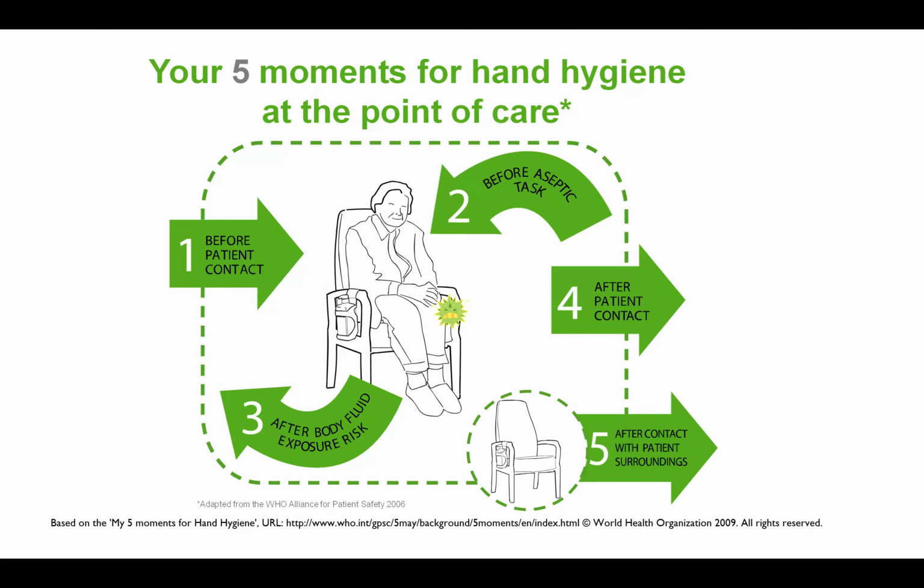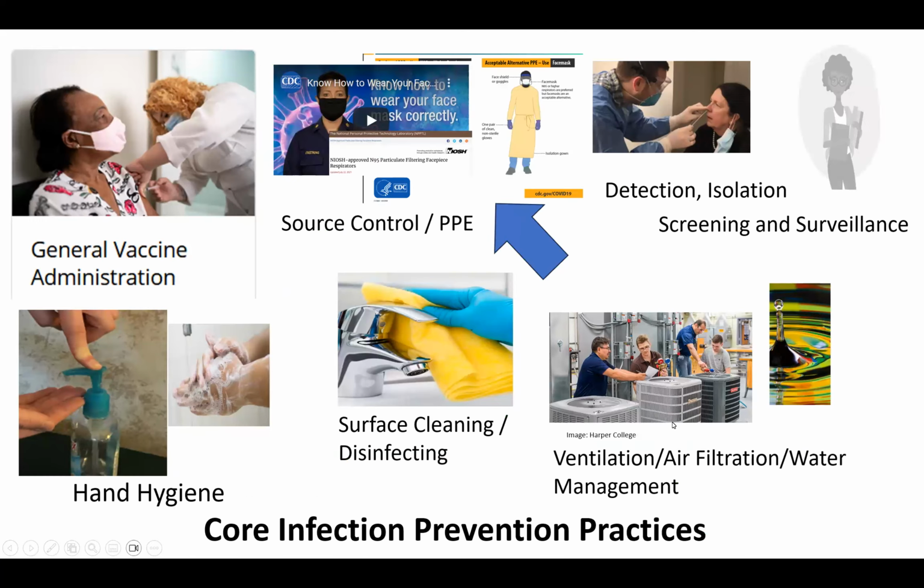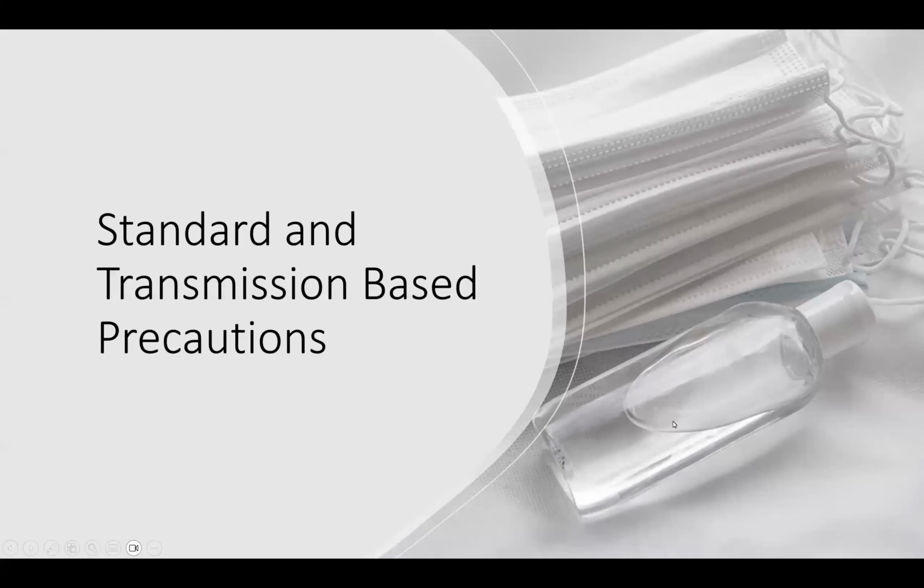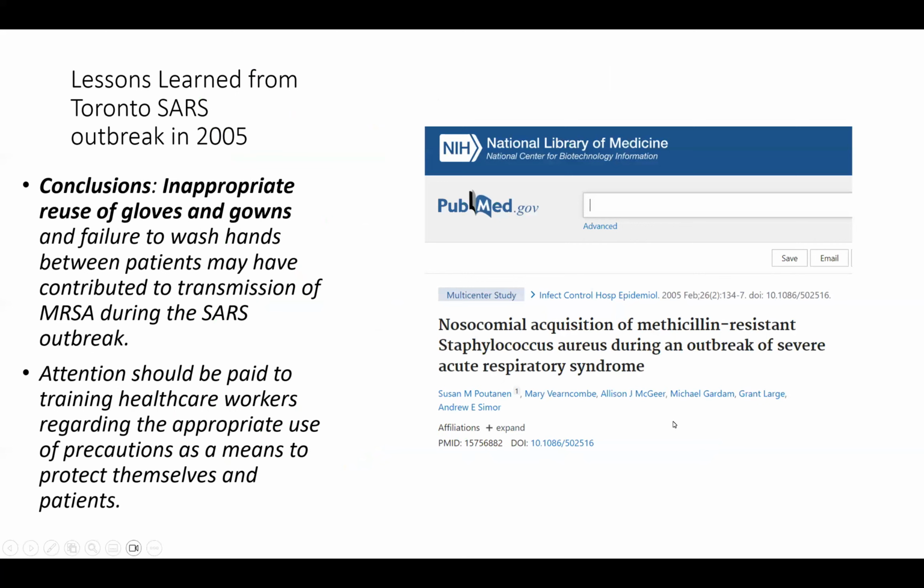5 moments for hand hygiene. This is from the World Health Organization, but it gives: contact before patients, before you're doing aseptic techniques, after you've come in contact potentially with blood and body fluids, after patient contact, and after contact with the resident or patient surroundings. Source control and PPE, standard and transmission-based precautions.